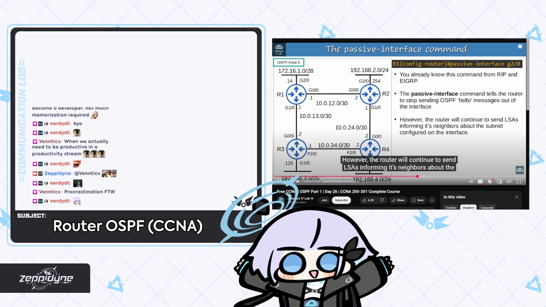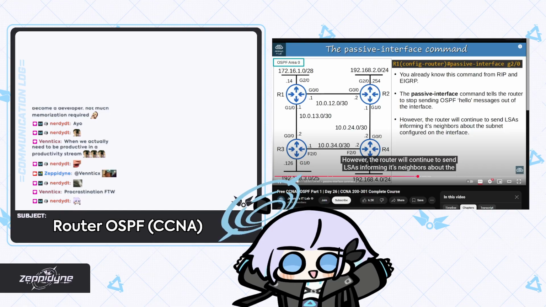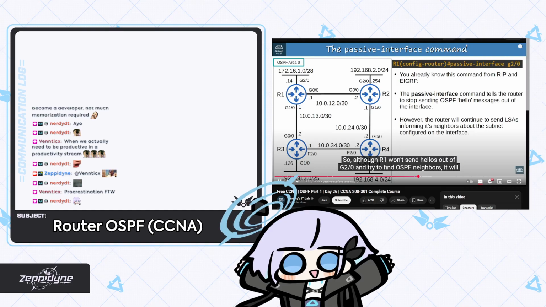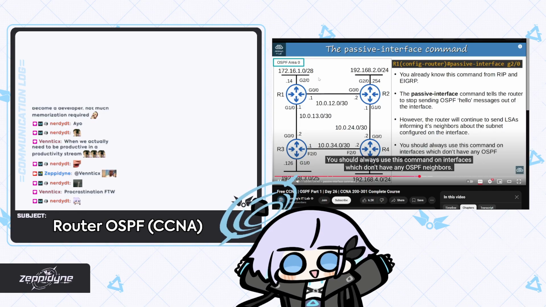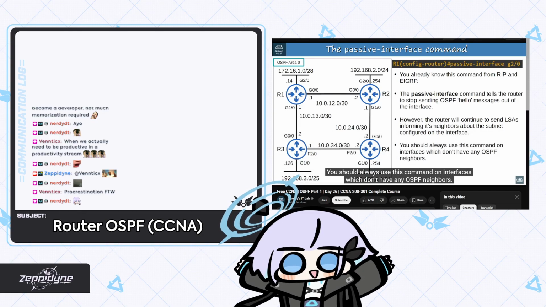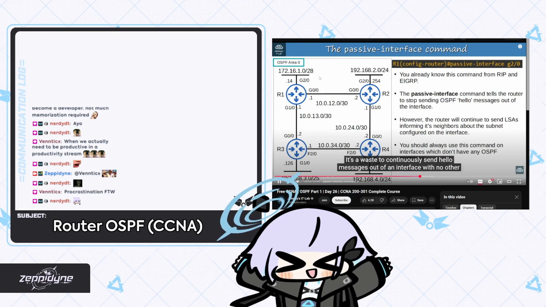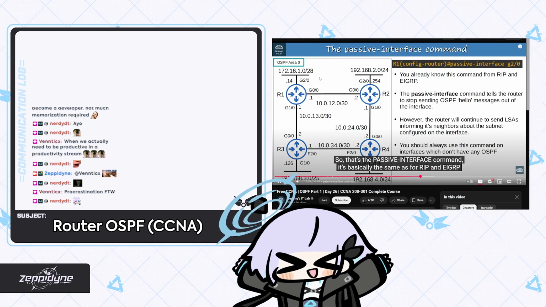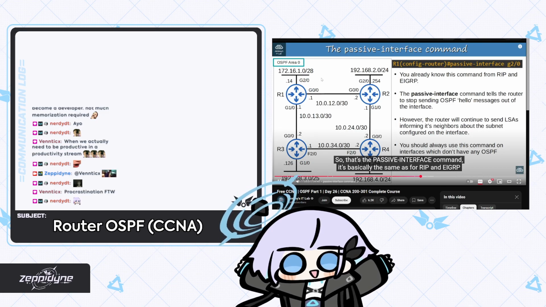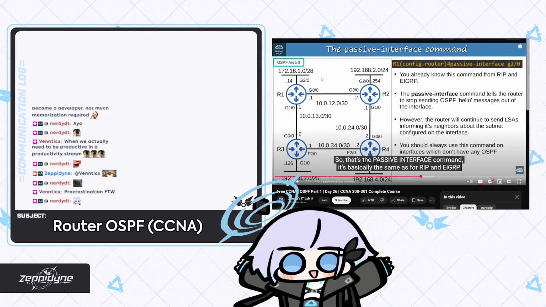However, the router will continue to send LSAs informing its neighbors about the subnet configured on the interface. We use it here. Although R1 won't send hellos out of G0/0 to try to find OSPF neighbors, it will still tell its other neighbors about the 172.16.1.0/28 network. You should always use this command on interfaces which don't have any OSPF neighbors. It's a waste to continuously send OSPF hello messages out of an interface with no other routers connected to it. So that's the passive interface command. It's basically the same as for RIP and EIGRP.